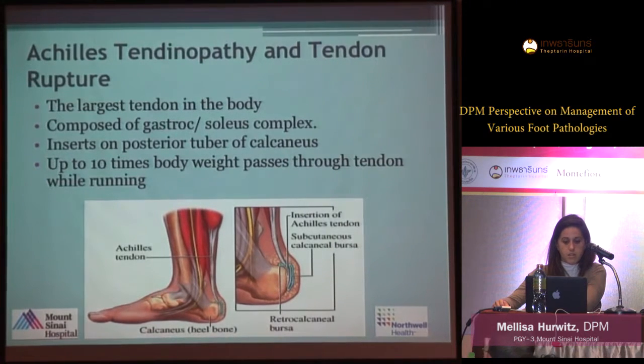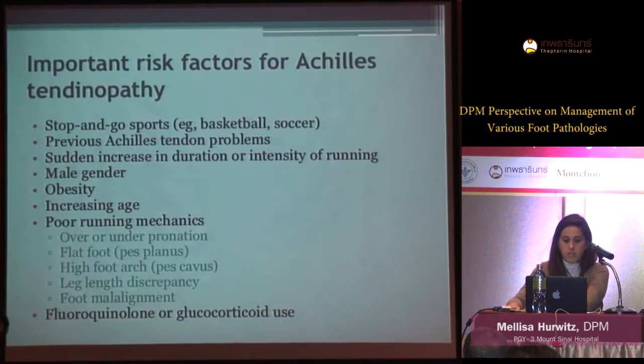They insert on the posterior tuber of the calcaneus on the middle one-third. There's no true tendon sheath, so the blood supply comes from a structure that surrounds it, known as the peritendon, and this area, which is about 2 to 6 centimeters from the insertion of the Achilles tendon on the calcaneus, is known as the watershed area because of the decreased blood flow, and is the most common site of injury.